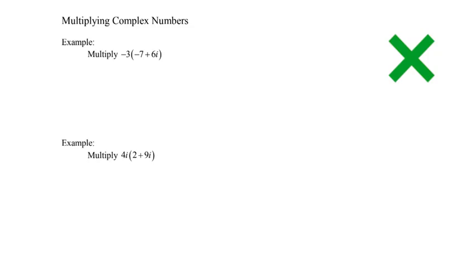Okay, all right, we're going to multiply. Here we go. -3 times 7 is 21. -3 times 6i is -18i. That's in standard form. That's your answer. 4i times 2 is 8i. 4i times 9i is 36i squared.